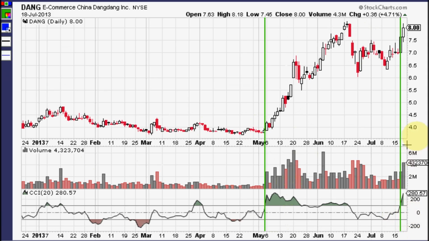CCI crosses up through the plus 100 line with volume, increasing volume. And it runs from about $7 up to $8. And again, we have a beautiful looking double bottom, a W-shaped chart pattern, and when it breaks above this area of resistance, it takes off.